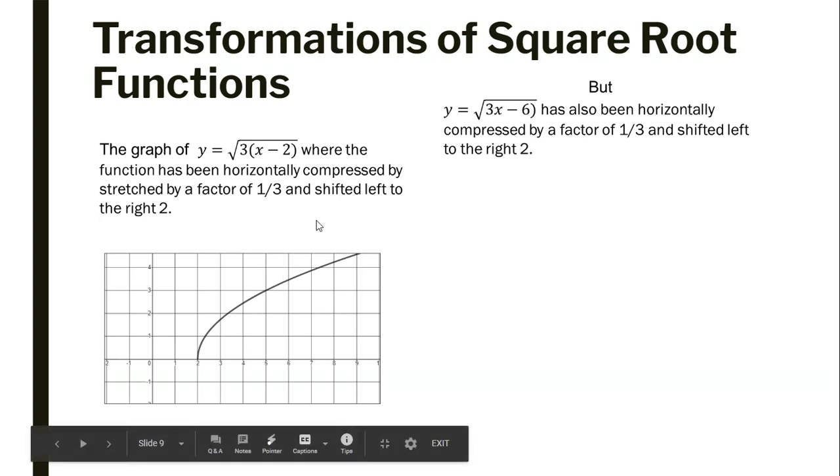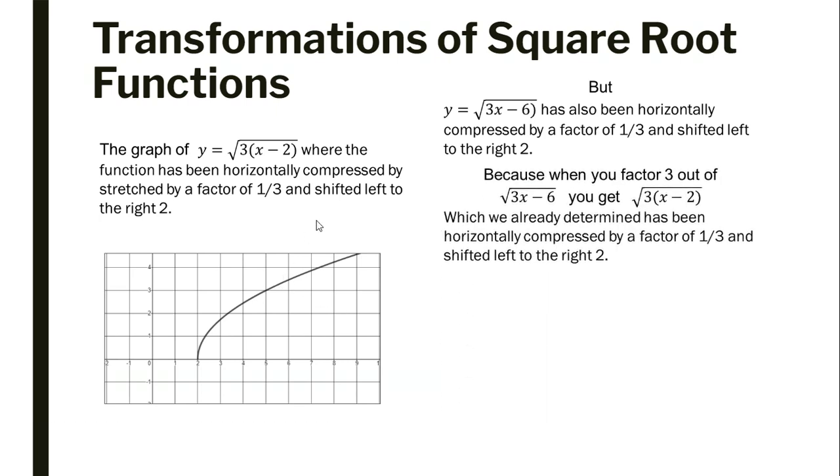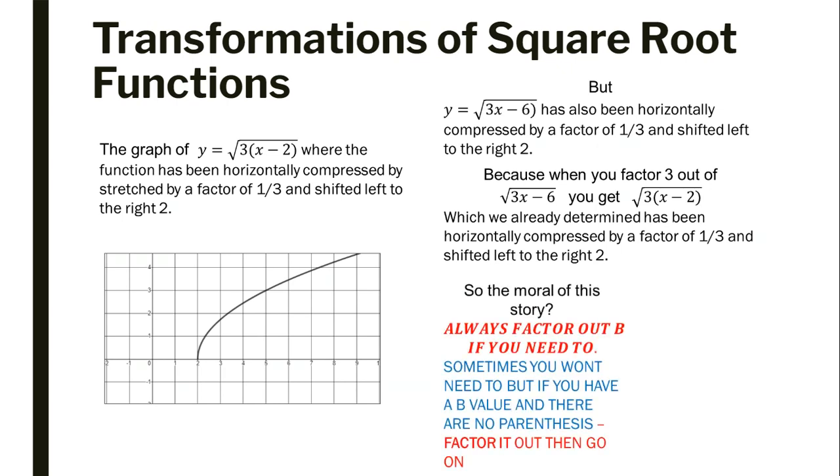Now, why is that? Because if you factor 3 out of 3x minus 6, you get 3 times x minus 2, which we already determined was horizontally compressed by 1/3 and shifted to the right 2. So the moral of this story is this: always, always, always factor b out if you need to.